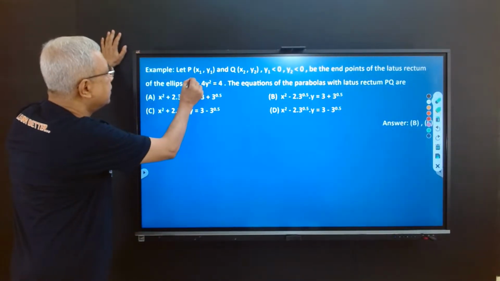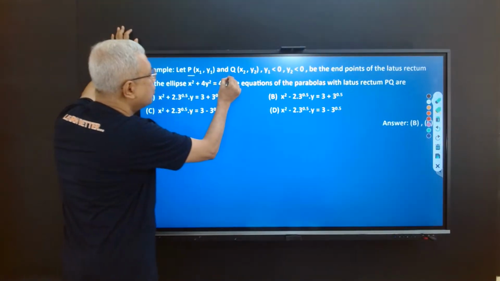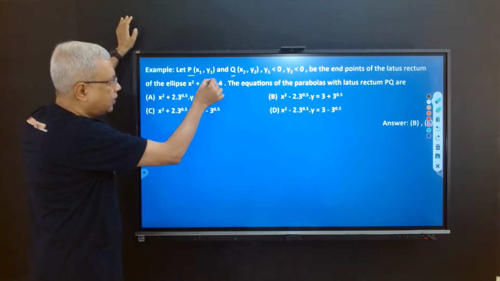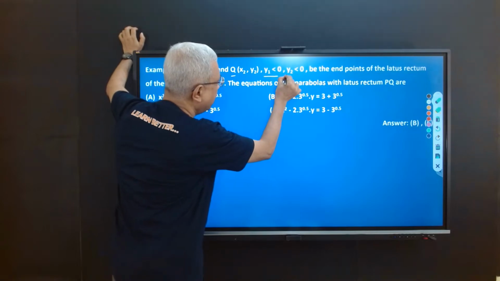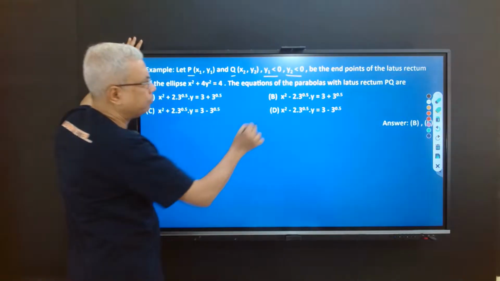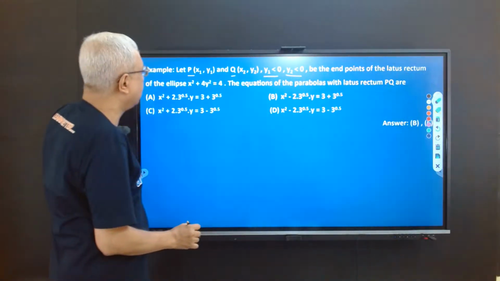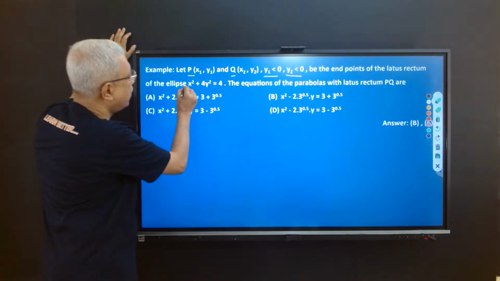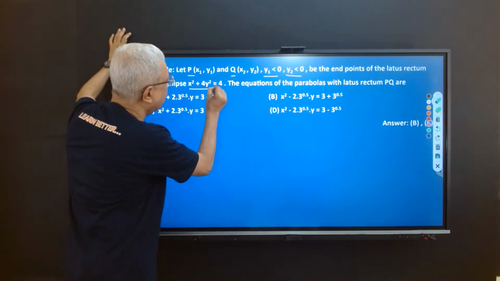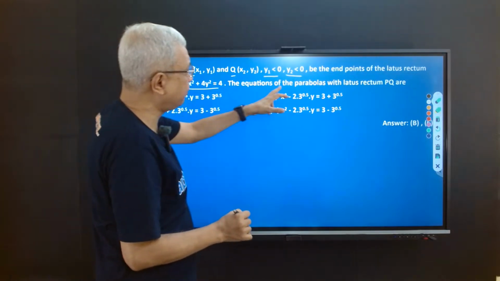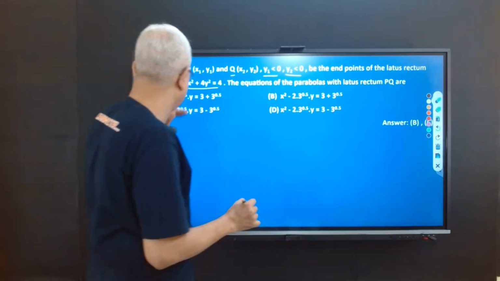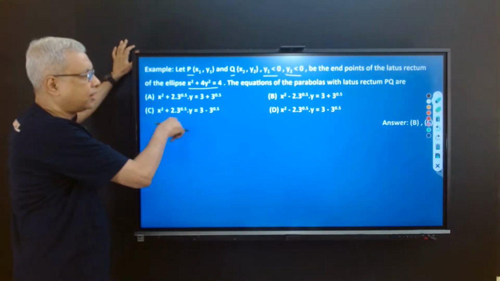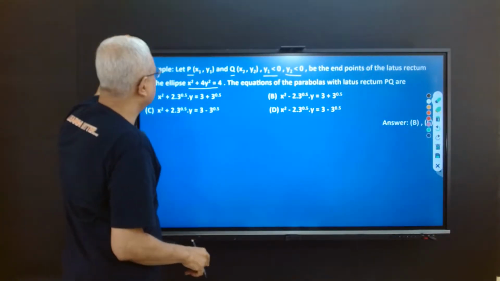Let P and Q, whose coordinates are (x1, y1) and (x2, y2), remember y1 is negative, y2 is also negative, be the endpoints of the latus rectum of the ellipse x square plus 4y square equal to 4. The equation of the parabolas with latus rectum PQ, which are correct out of these options A, B, C, D?